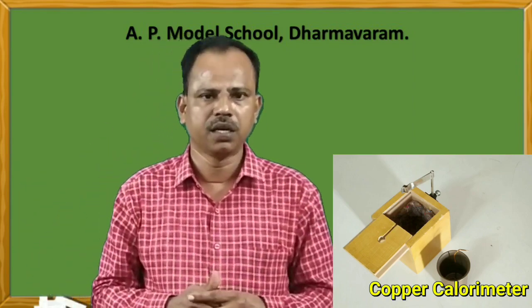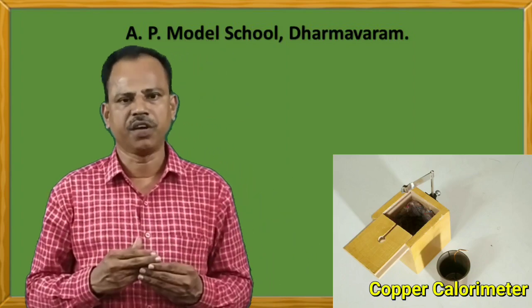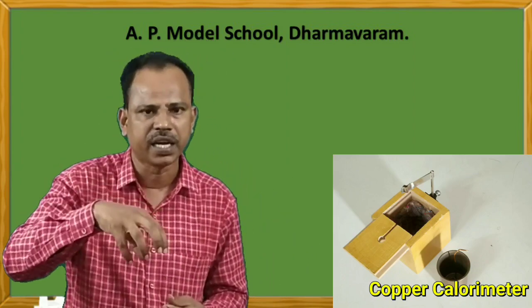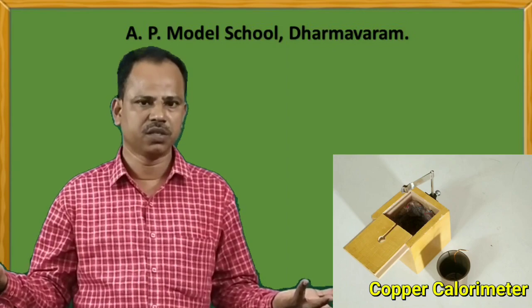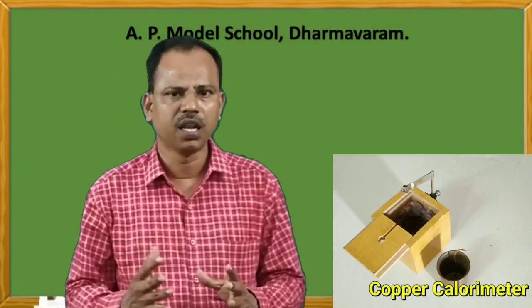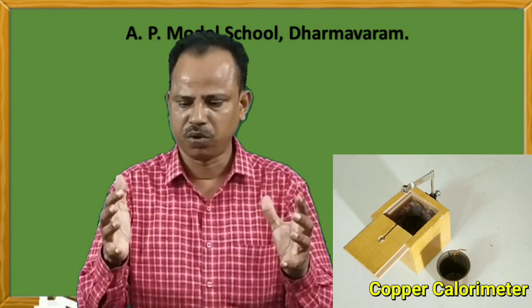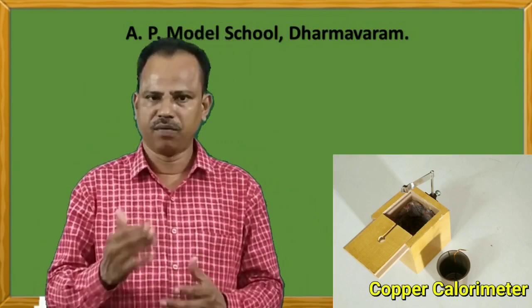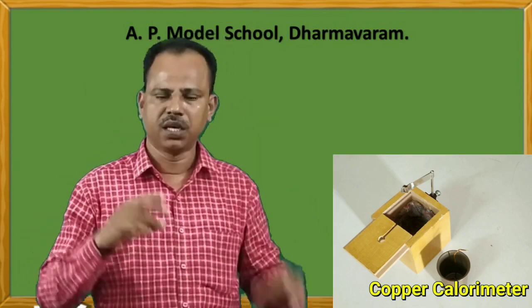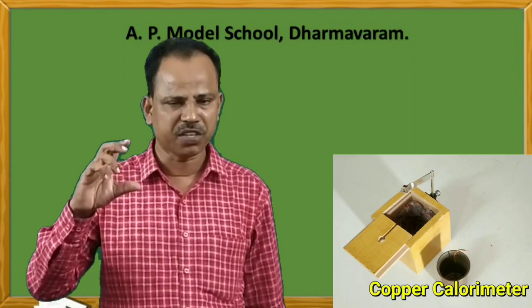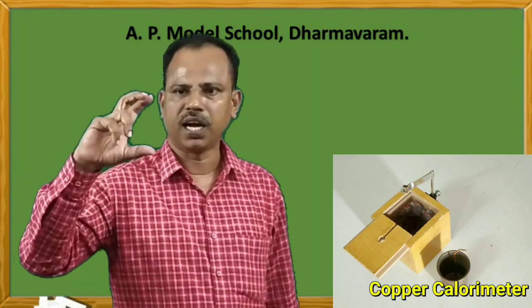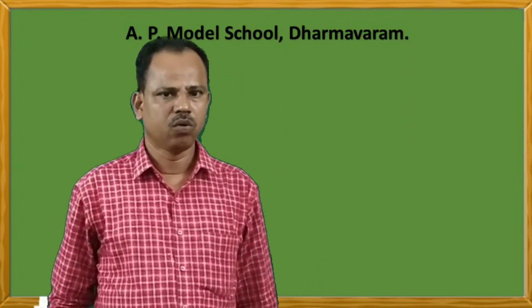This arrangement prevents loss of heat from the calorimeter contents in the form of radiation. So this complete arrangement we call a calorimeter for measurement purposes. In the experiment, calorimeter refers to this copper tumbler and this stirrer. Okay.